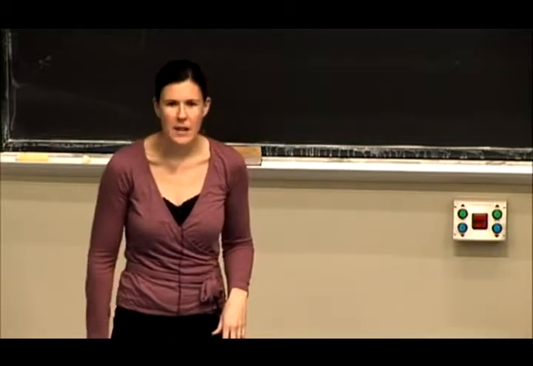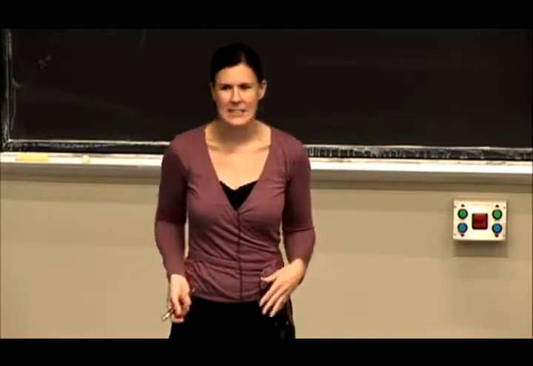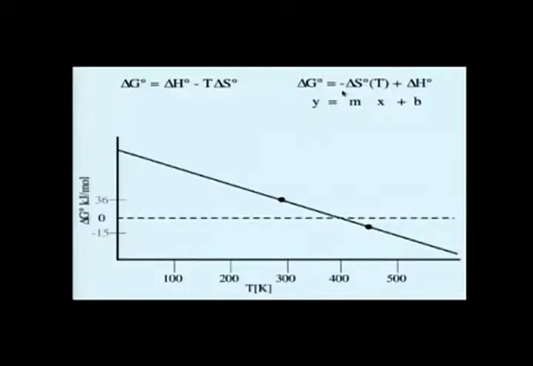Let's think about the fact that this is a line and see what our slope and our y-intercept mean. We can say that delta G is equal to negative delta S times T plus delta H, if we want to put it in the form of the equation for a line. So our slope is going to be negative delta S, and our y-intercept is going to be the change in enthalpy for the reaction.